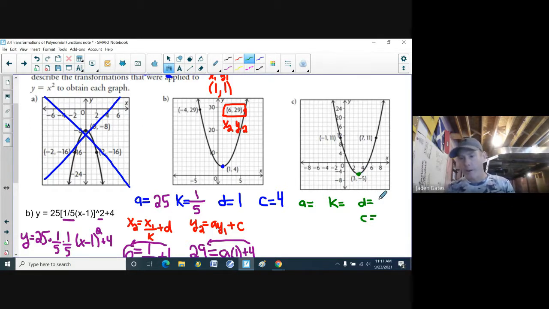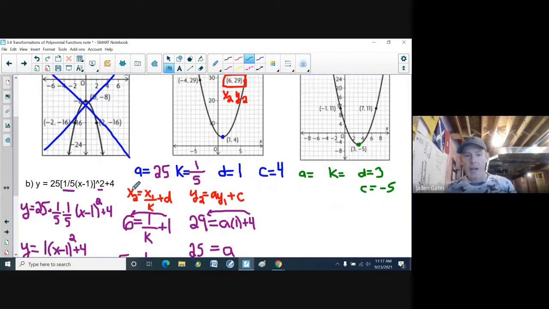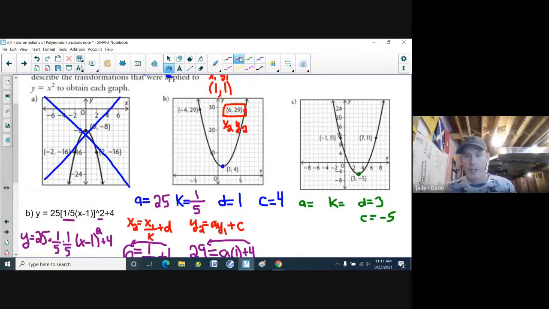So our d is 3. Because this vertex has been shifted right 3 and down 5. So there's my c value. All right, I got both of them. 3 and negative 5. But now I'm going to, again, use my equations here. The x2 equals x1. Again, I need to pick a point. Well, of course, I'm going to go with 7, 11 here. All right, so, and again, the original point, your x1 and y1 are 1 and 1, because that's the first point right in a quadratic.